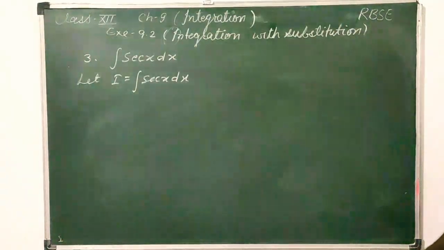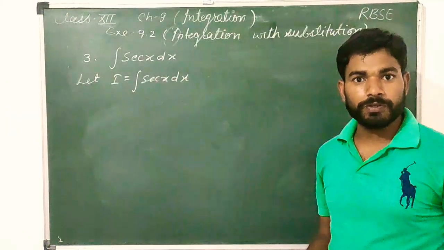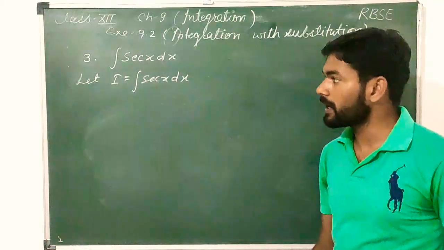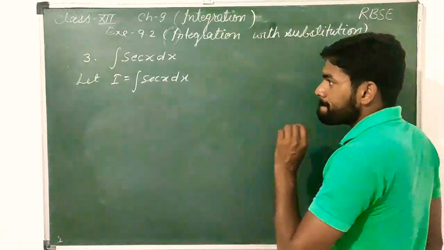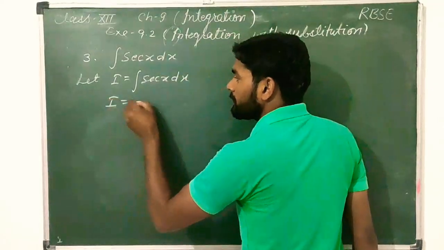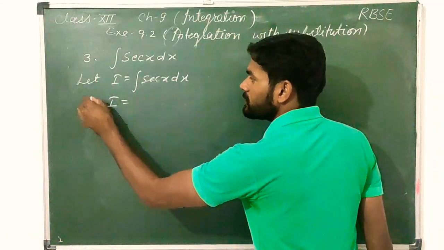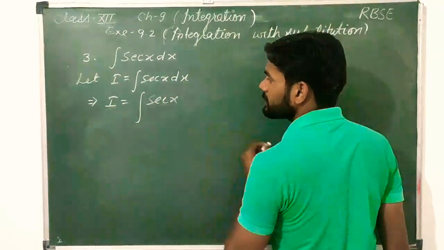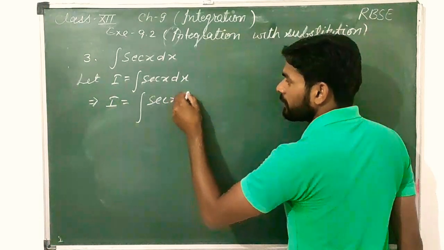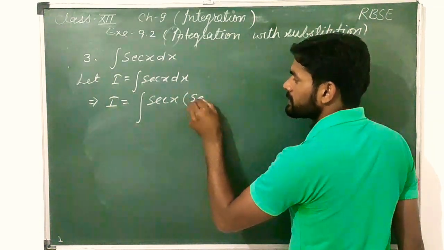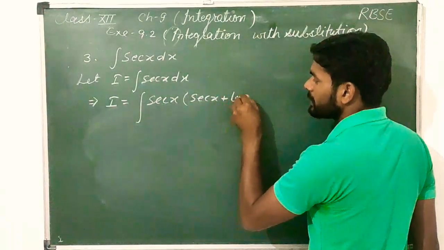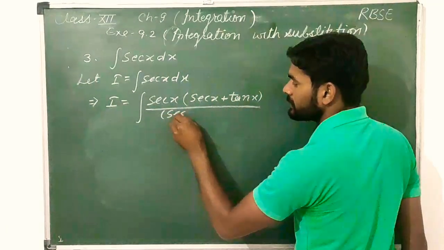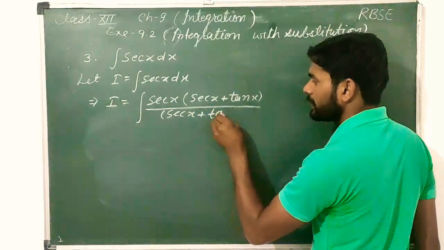What do we have to do right now? Nothing is here to substitute. Sec x is alone, so what will we assume for substitution? Do something special for it: I am multiplying this term sec x with sec x plus tan x, and dividing by sec x plus tan x.